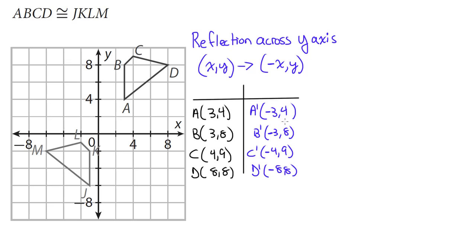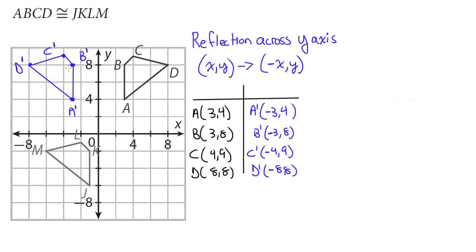So let's go ahead and plot these points and see where that puts us. A prime would be at negative 3, comma 4. That's right here. B prime, negative 3, comma 8. That's right here. C prime at negative 4, comma 9, which would be here. And D prime at negative 8, comma 8, which would be here. And so we connect the dots. So you see there, that looks like a proper reflection of the figure across the y-axis.